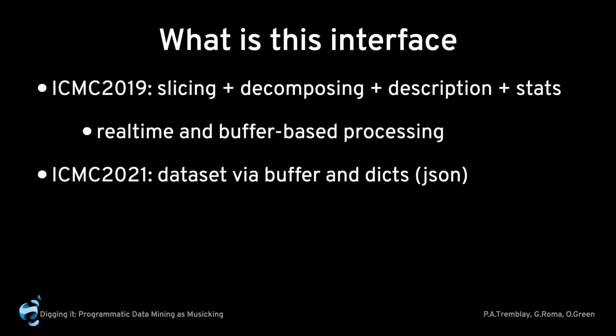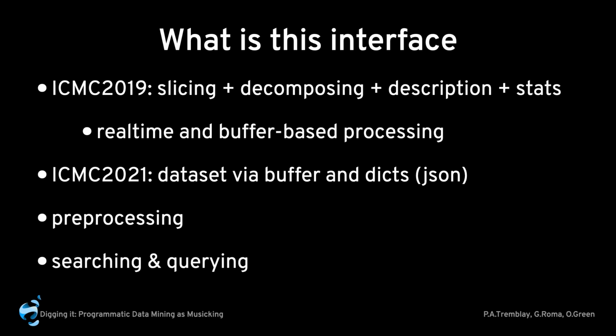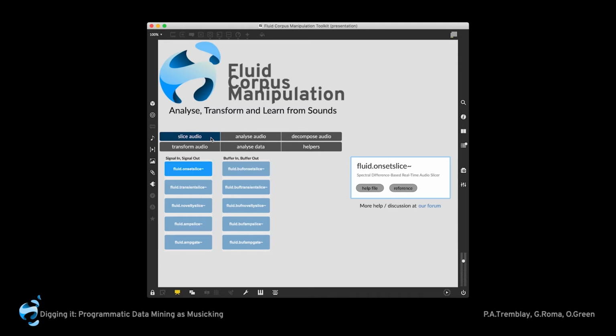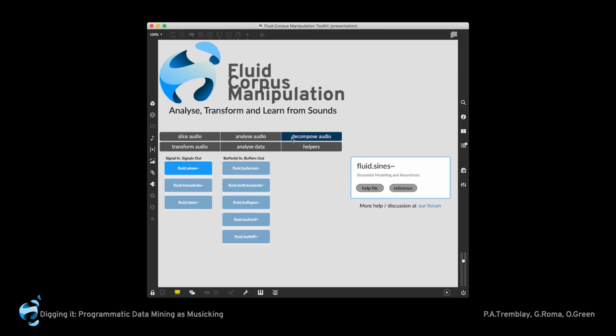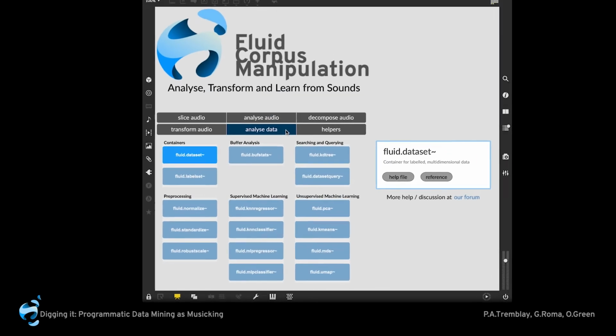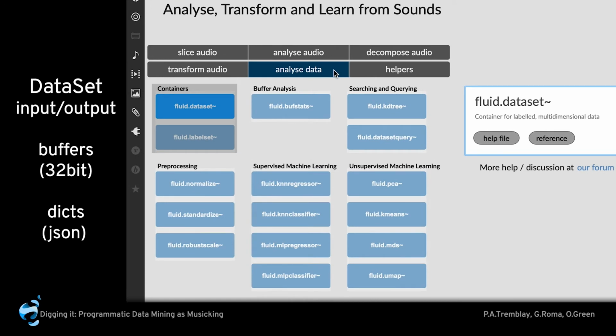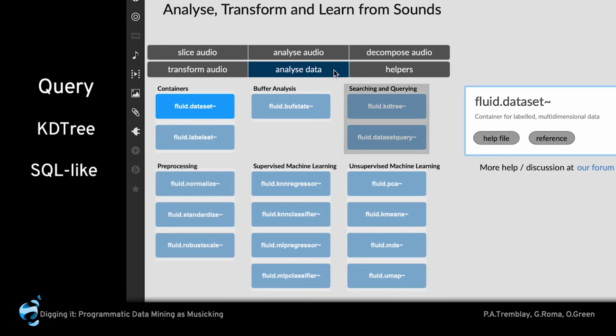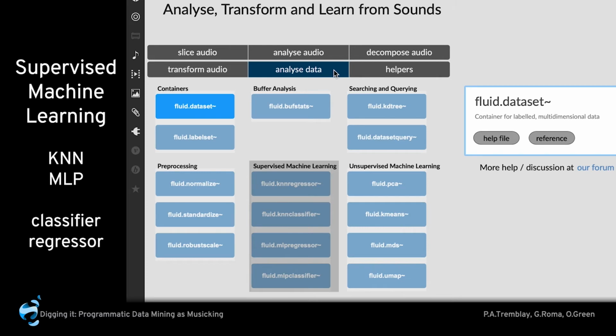We have a curated family of algorithms for pre-processing, searching and querying, supervised machine learning, unsupervised machine learning, and transforming audio. Here in the Toolbox overview, you can see the various algorithms to slice audio, to decompose audio, and to analyze it, all curated algorithms that can be run in real time or in buffers. And then we have the dataset framework, which can be filled by buffers and by JSON, and where you have various pre-processing algorithms, normalizing, standardization, various querying and searching via KD-tree or SQL-type query, or you have supervised machine learning based on KNN and MLP.